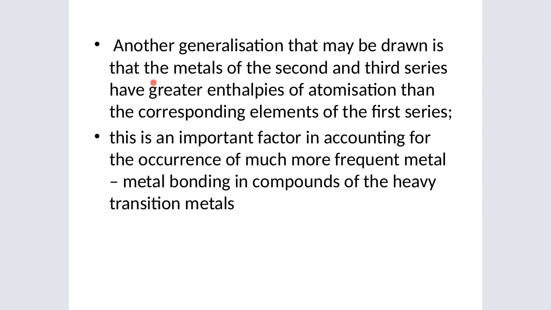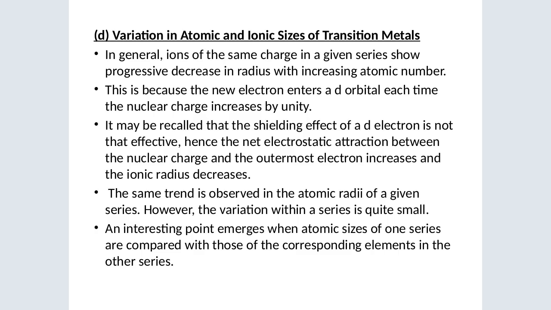metals of the second and third series have greater enthalpies of atomization than corresponding elements of the first series. And this accounts for the occurrence of much more frequent metal-metal bonding in compounds of heavy transition metals.